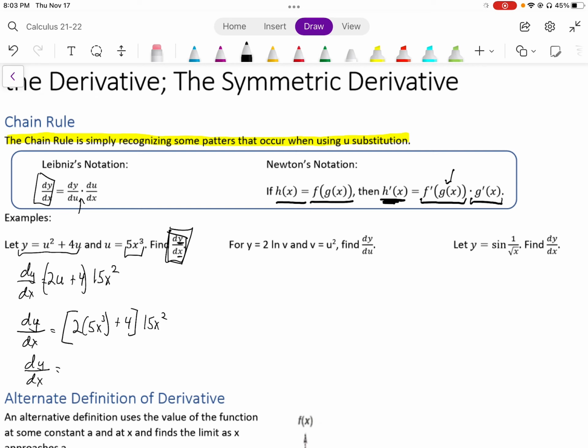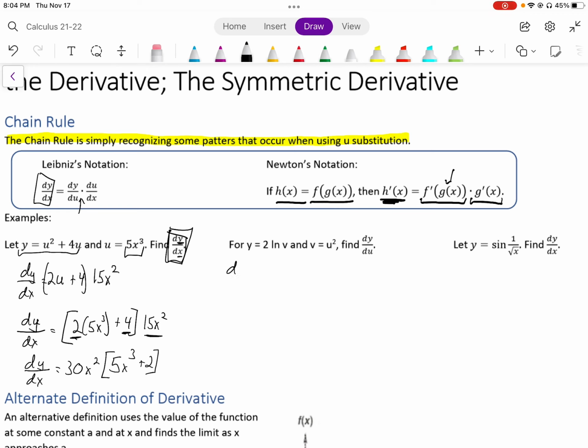So I think what I'll do here is factor a 2 out of these two terms, and so that 2 will be multiplied by the 15x squared, so we have 30x squared, which is going to be times 5x cubed plus 2. And there's our answer. Another variation would just be to distribute the 30x squared into both those terms. All right, on to the next one.